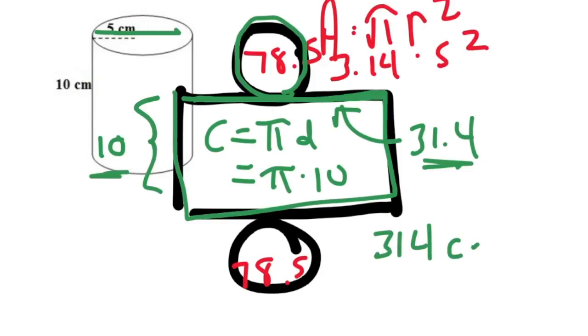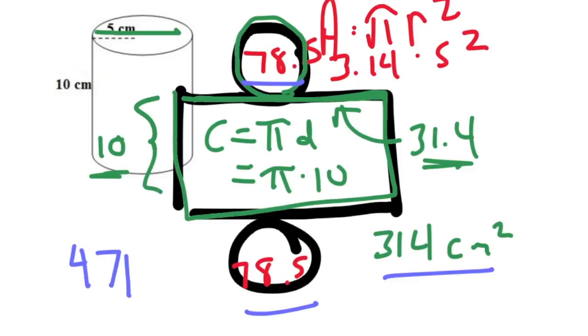So the area of this rectangle is 314 centimeters squared. So to find the total surface area, we have to add together the two circles plus the rectangular piece that wraps around the cylinder. So when you add 78.5 plus 78.5 plus 314, you get 471 centimeters squared.